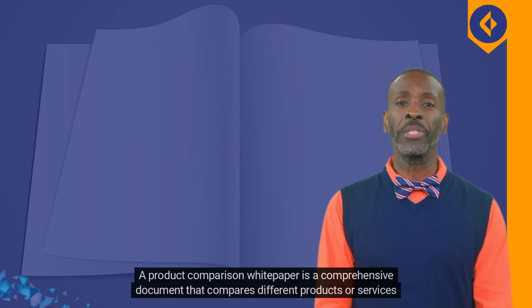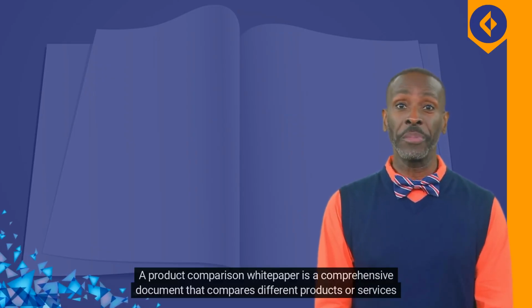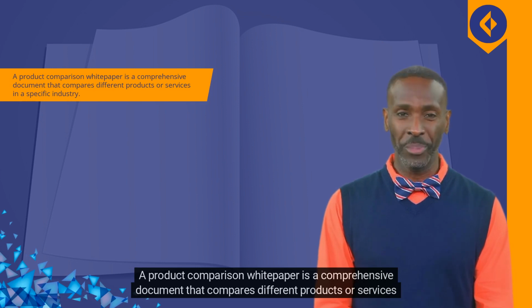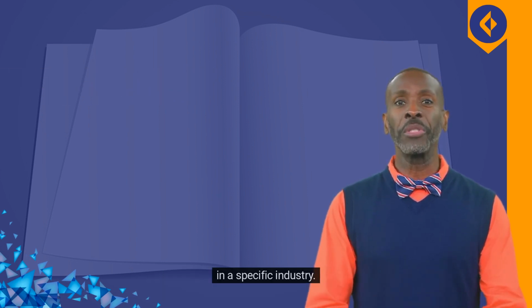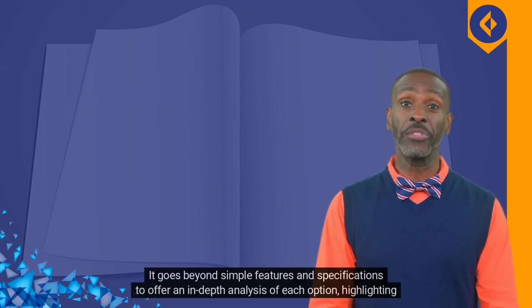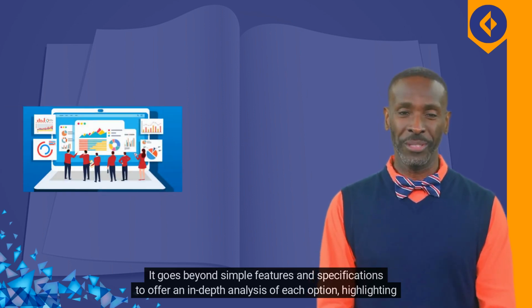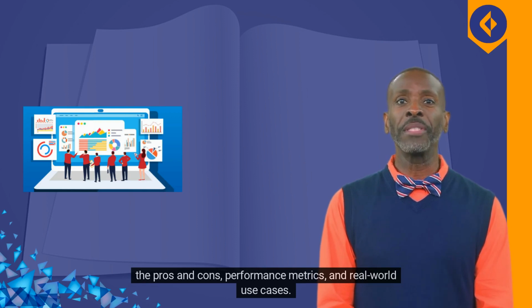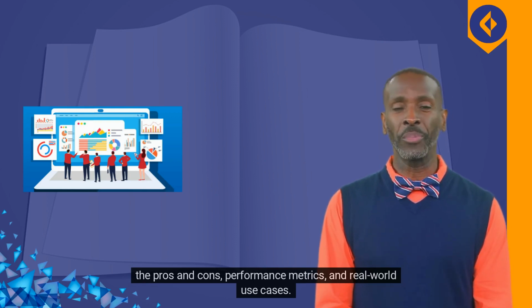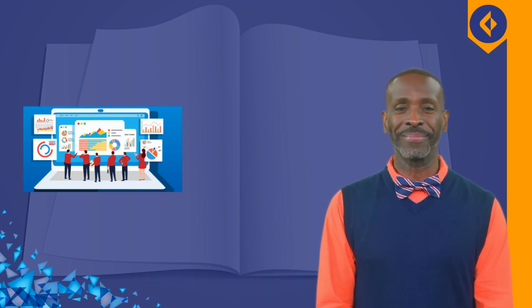A product comparison white paper is a comprehensive document that compares different products or services in a specific industry. It goes beyond simple features and specifications to offer an in-depth analysis of each option, highlighting the pros and cons, performance metrics, and real-world use cases.